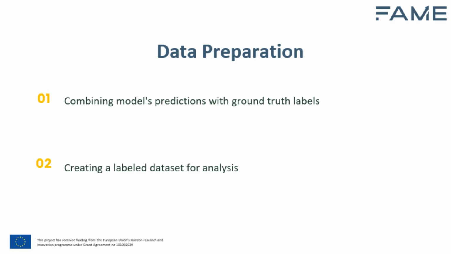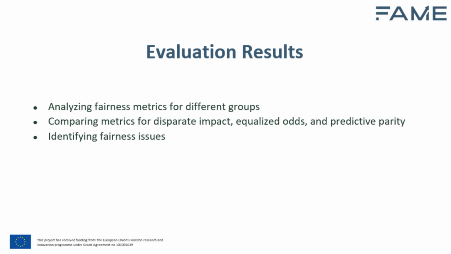To evaluate fairness and bias, we need to prepare the data for analysis. This involves combining the model's predictions with the ground truth labels for each instance in the dataset. This labeled dataset will enable us to compare the model's predictions with the actual outcomes and evaluate fairness based on the selected metrics. Once the data is prepared, we can calculate the chosen fairness metrics to assess the model's bias. Analyzing the metrics for different demographic groups or other relevant attributes will help identify any potential fairness issues.